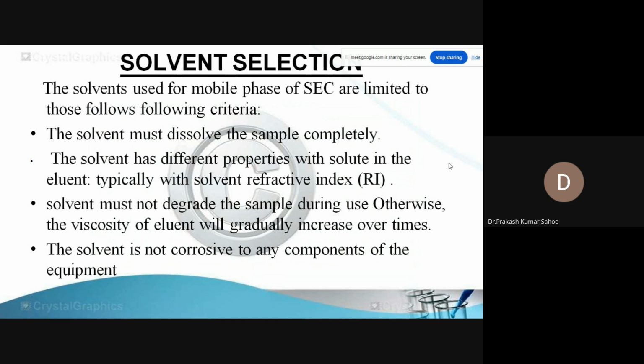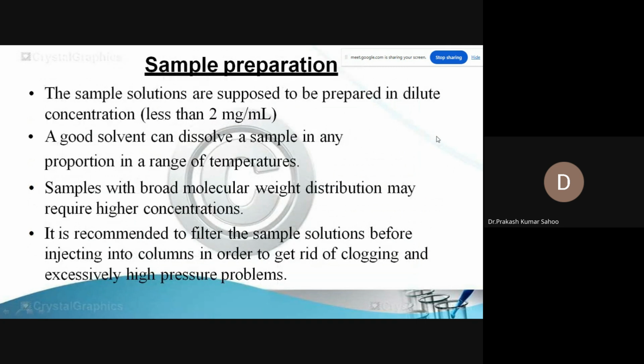So these are all the solvent selection criteria which are generally obeyed during selection of solvent for size exclusion. Then it is the sample preparation. The sample solutions are supposed to be prepared in dilute concentration, that is 2 milligram per milliliter.